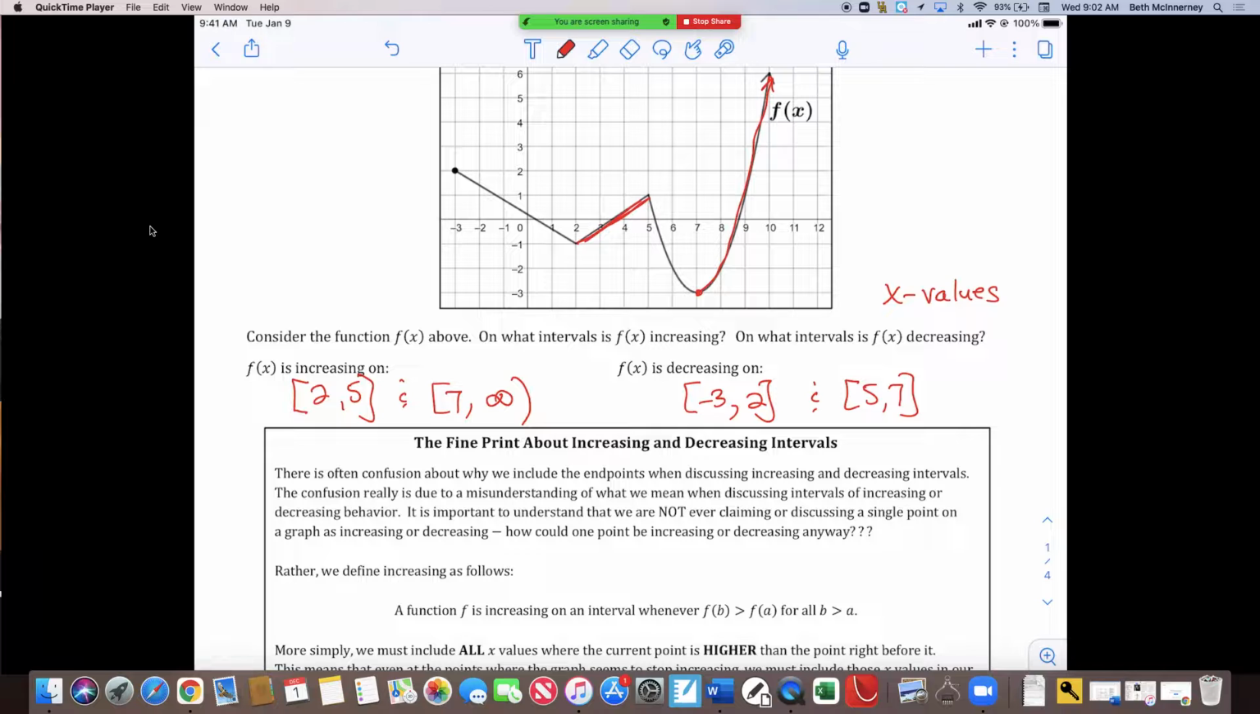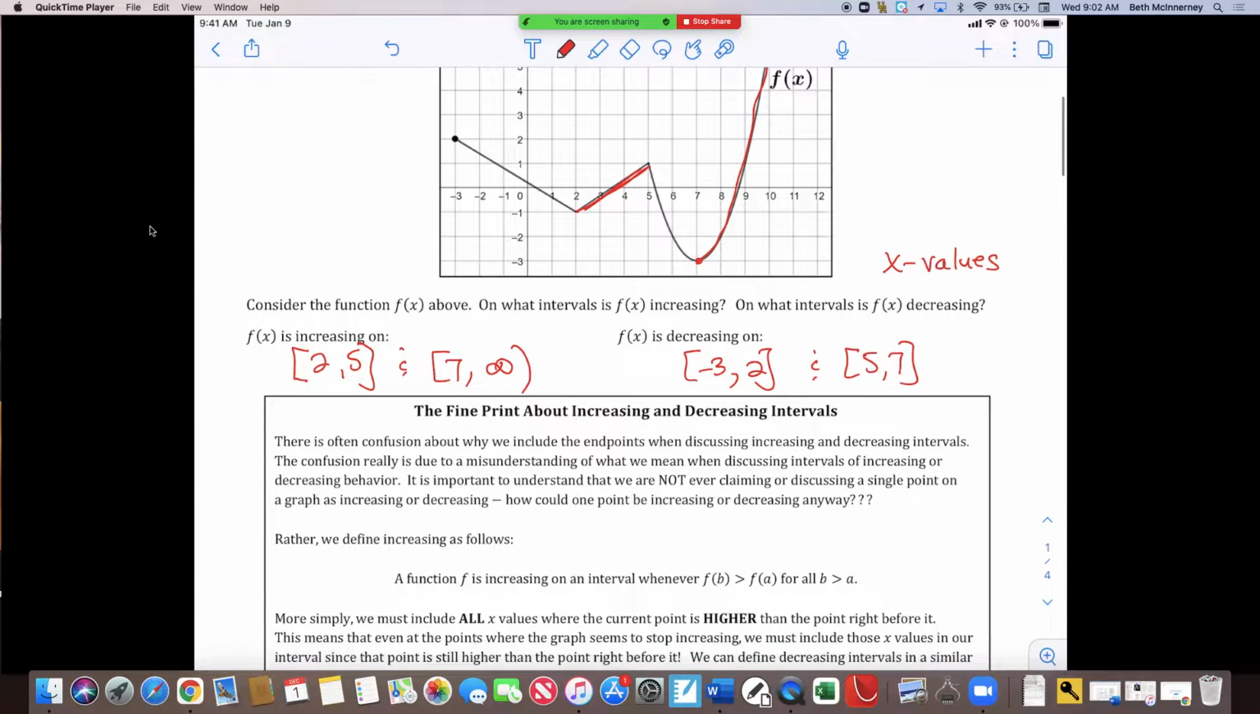So let's talk about the fine print about increasing and decreasing intervals. There is often confusion about why we include the endpoints when discussing increasing and decreasing intervals. The confusion really is due to a misunderstanding of what we mean when discussing intervals of increasing or decreasing behavior. It is important to understand that we are not ever claiming or discussing a single point on a graph as increasing or decreasing. How could one point be increasing or decreasing anyway?